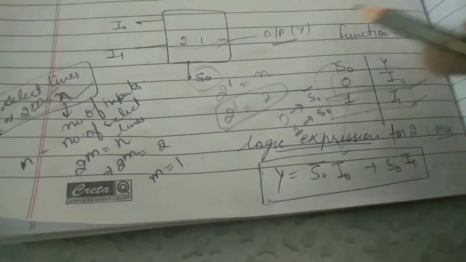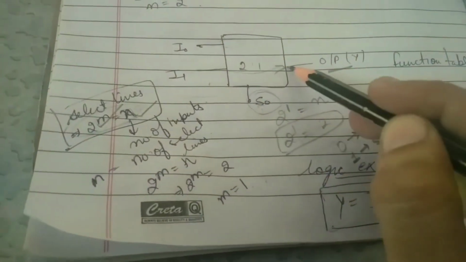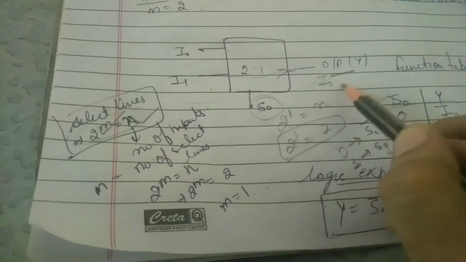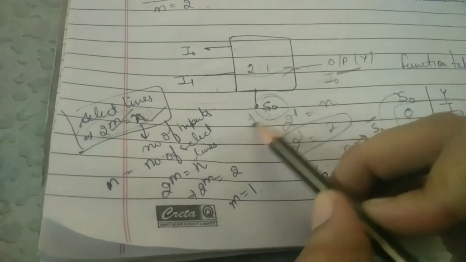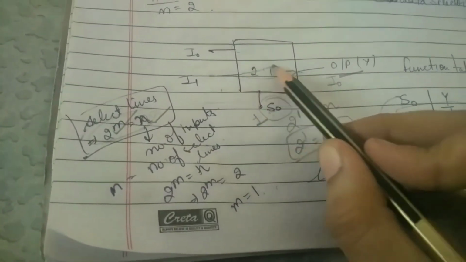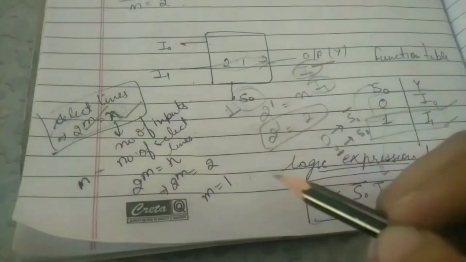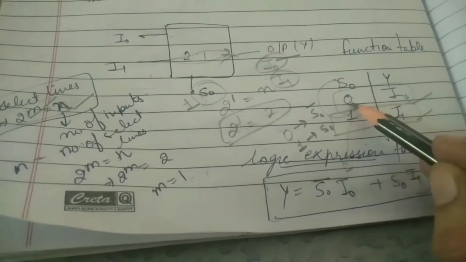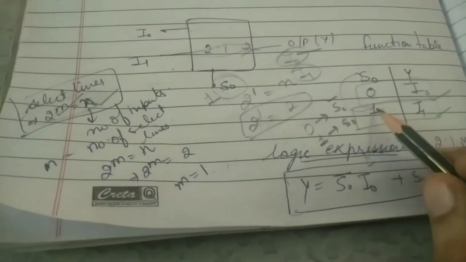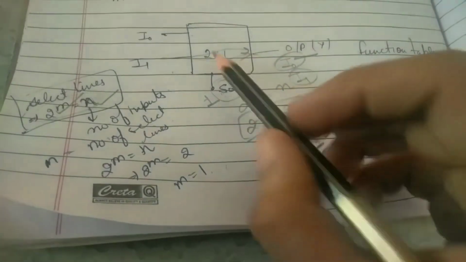After that we learned the function table. If we give 0 here, then it will select I0 and give I0 to the output. And if we write 1 here, then it will select I1 and the output here will be I1. So it depends upon the select lines which input will come to the output line. If we type 0, it will give I0, and if we type 1, it will give I1 to the output line.